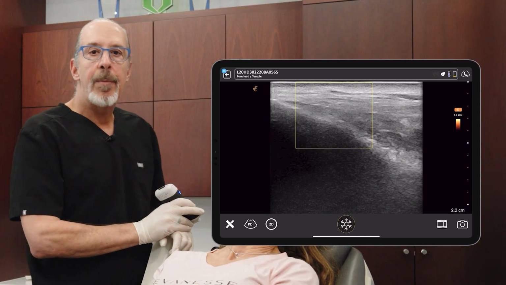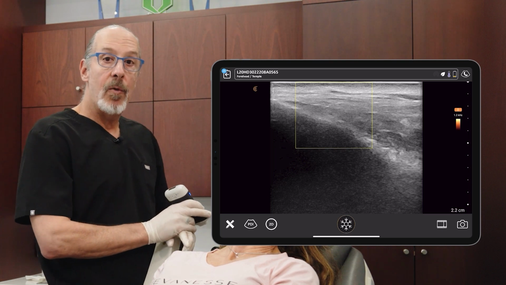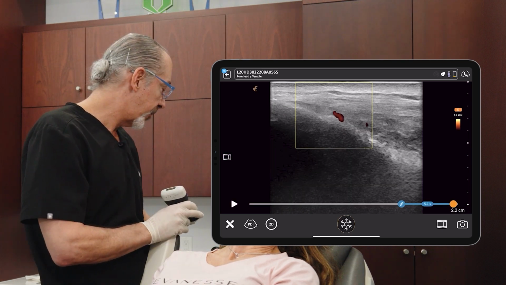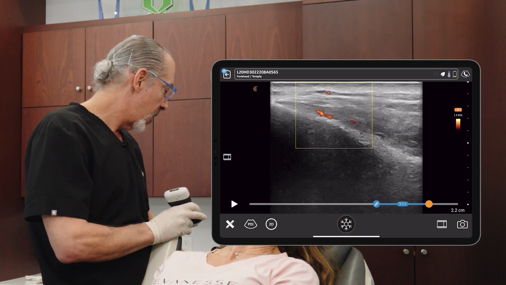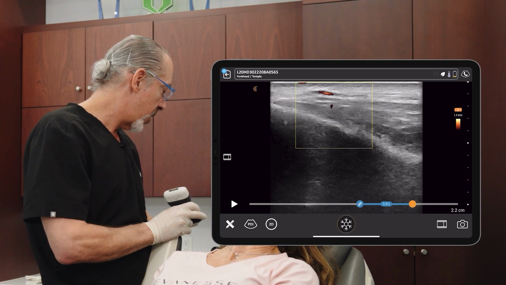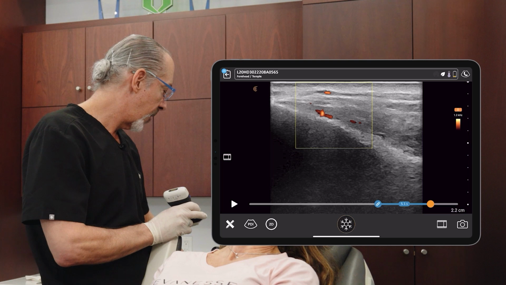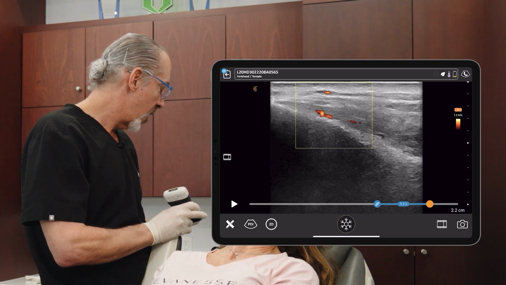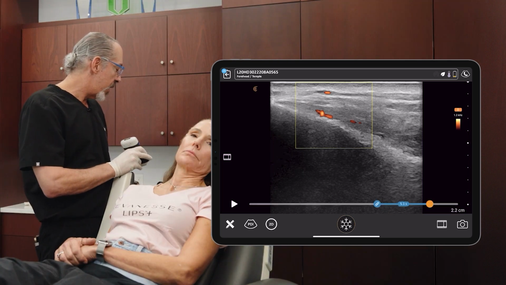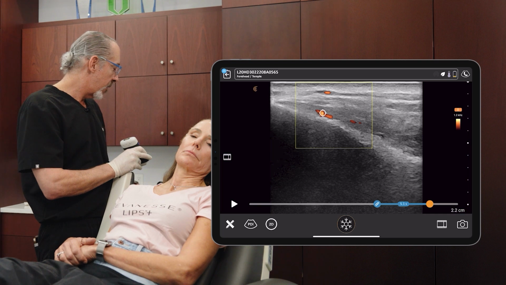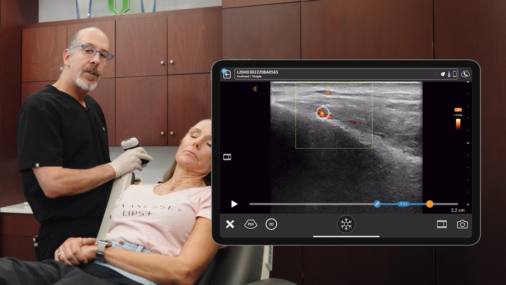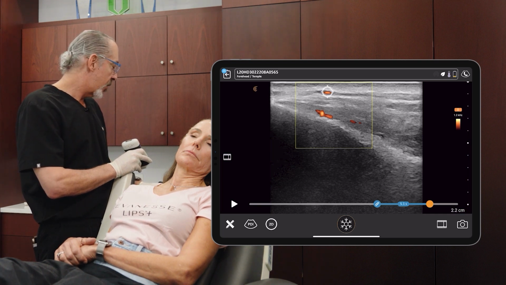So interesting, I was able to get both of the arteries in one screen. And let me show you that. So right here, this is the deep temporal artery, anterior branch. And this is the superficial temporal artery more superficially.